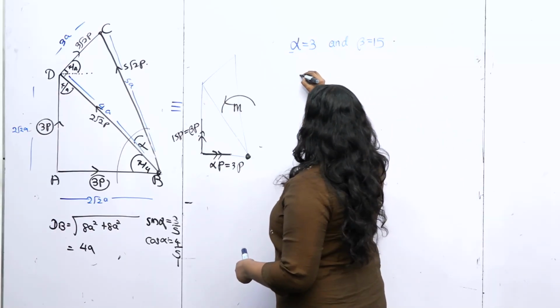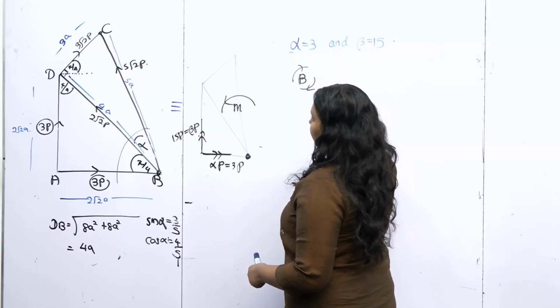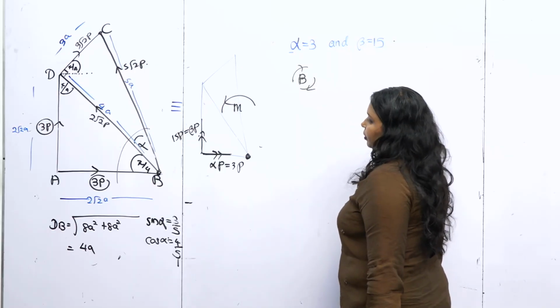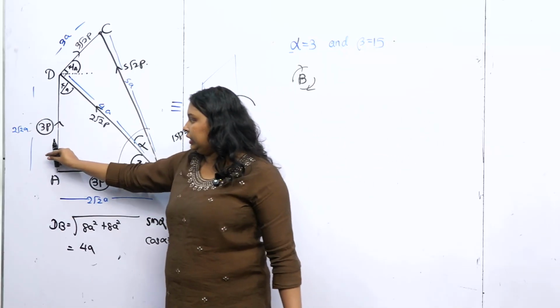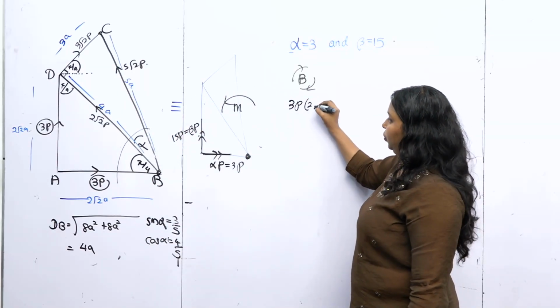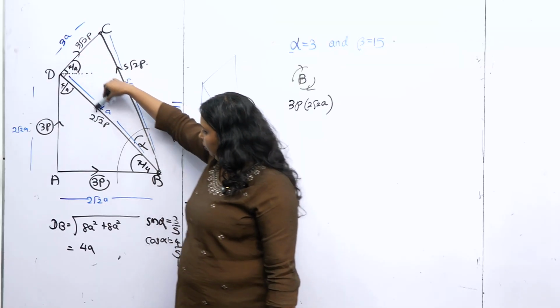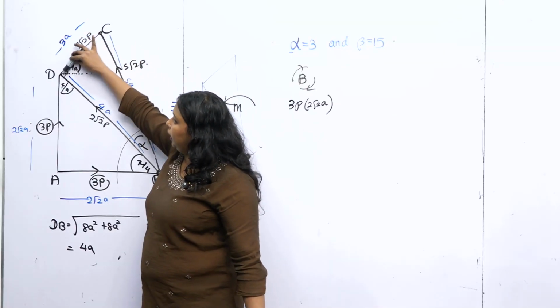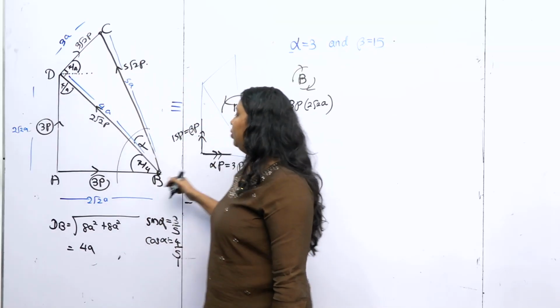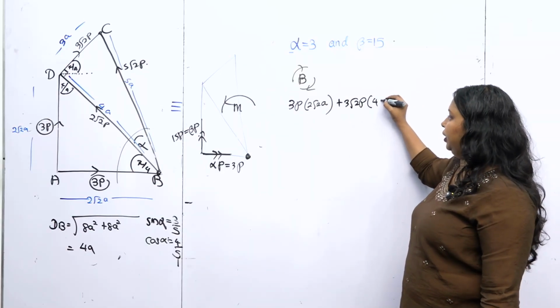However, right, I will take moments around B. Moments around B. Take moments around B. Okay. Let's take moments from this one. 3p into 2 root 2a. Clear? Take moments from this one. මම already perpendicular resolve කරලා නැහැ, 3 root 2p into 4a. Plus 3 root 2p into 4a.